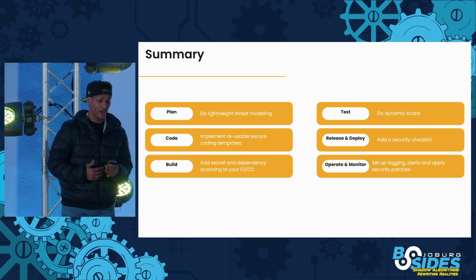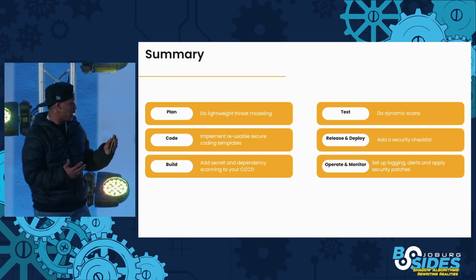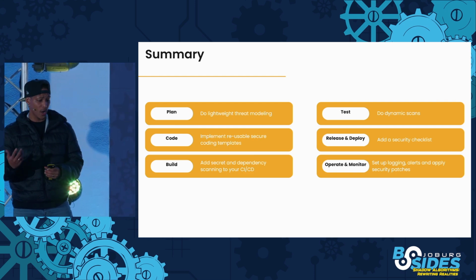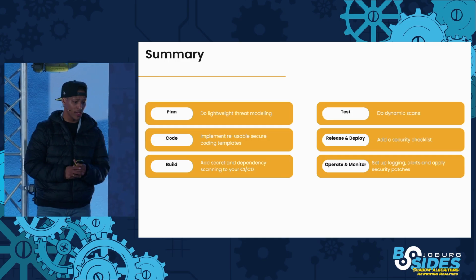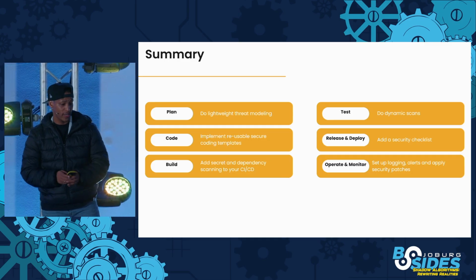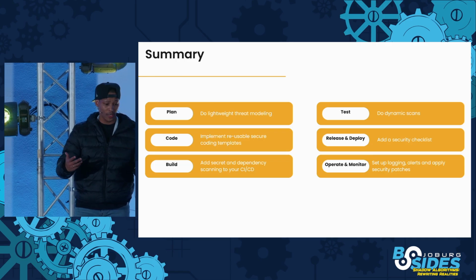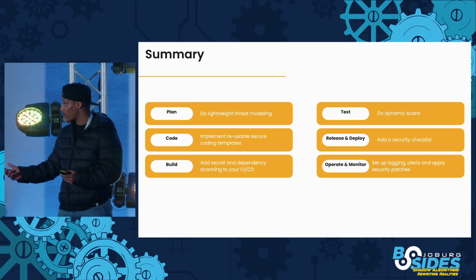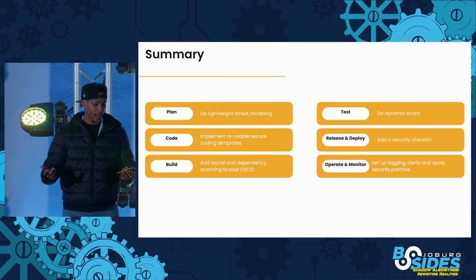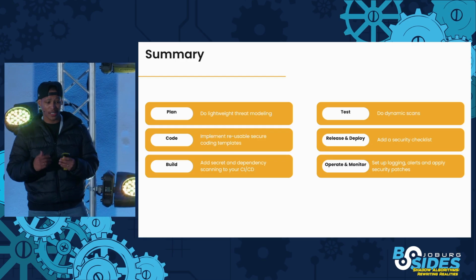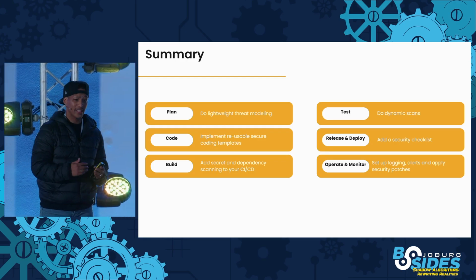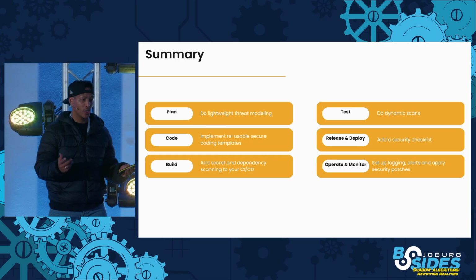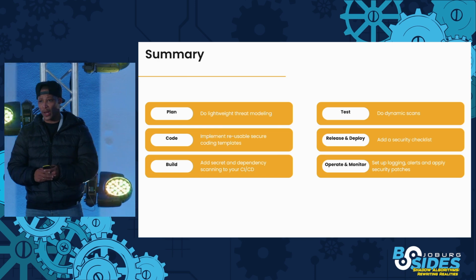Just as a summary, let's quickly have a look at what we covered today. In the planning phase, do lightweight threat modeling. In the coding phase, implement reusable, secure coding templates. In the build phase, add secret scanning as well as dependency scanning to your pipeline. In the testing phase, introduce dynamic scanning. In the release, add a security checklist. And in operate and monitoring, set up logging, alerts, and apply security patches.